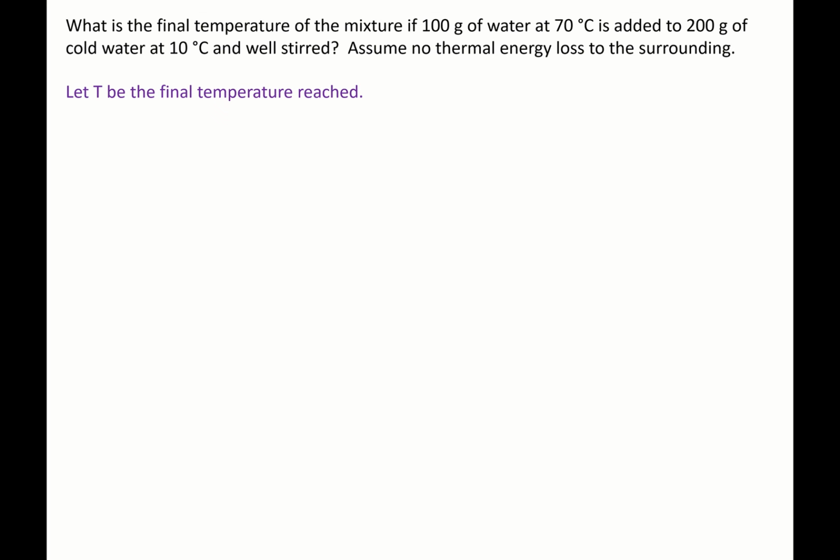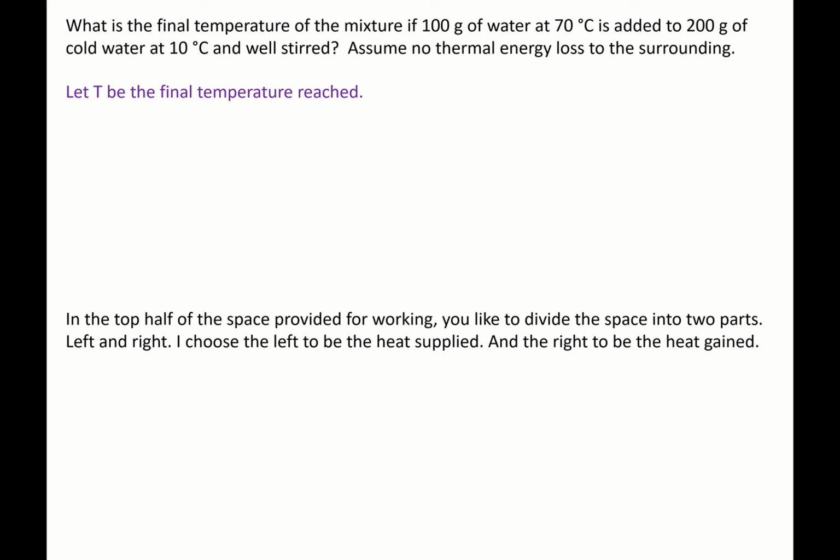So for a start, let T be the final temperature reached. And in a given space, I'll just allocate one space and divide it into two parts, where one part is the heat supply and the other part is the heat gain. So let's talk about the heat supply first. The heat supply has to be the 70 degrees water. So its mass is 100 grams. We don't know its specific heat capacity. And the change in theta 1 is 70 minus T.